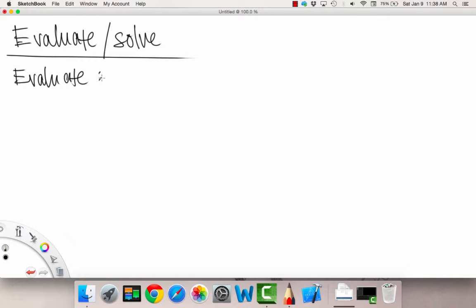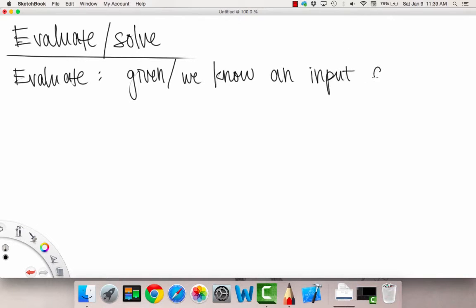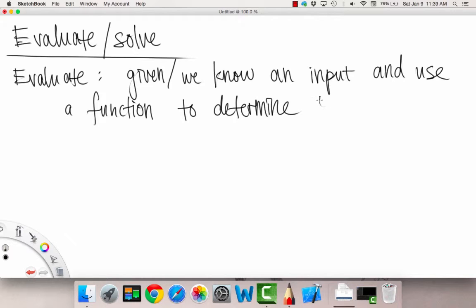Evaluate, I'll write a little definition. So if we already know an input, meaning a value of the independent variable, and we use a function like an f of x or something like that, we use the function to determine the output, okay? Determine the output for that particular input that we know already, okay?